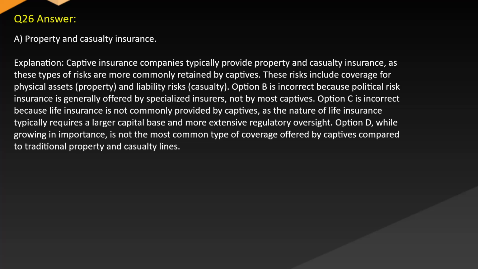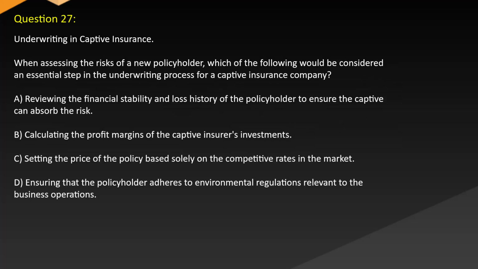Option C is incorrect because life insurance is not commonly provided by captives, as the nature of life insurance typically requires a larger capital base and more extensive regulatory oversight. Option D, while growing in importance, is not the most common type of coverage offered by captives compared to traditional property and casualty lines.